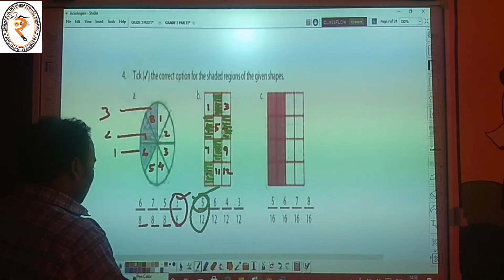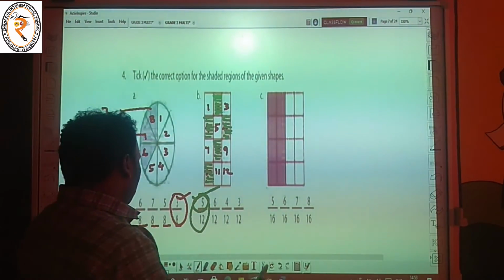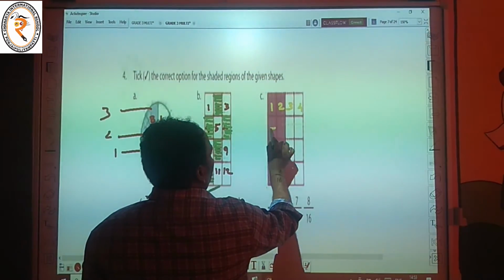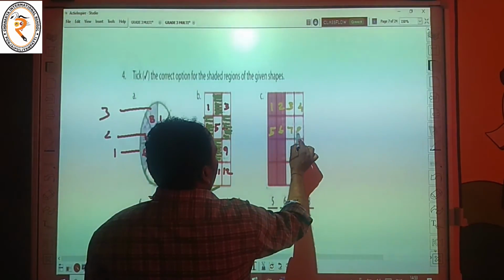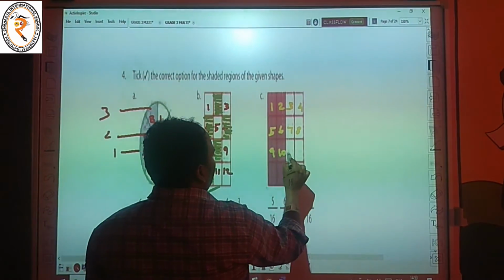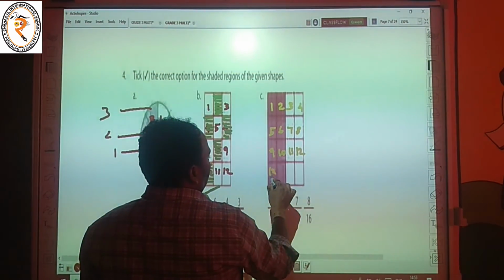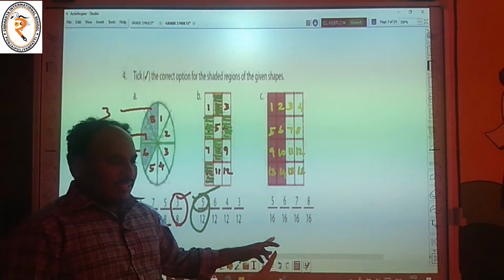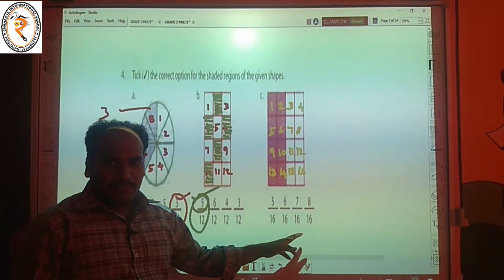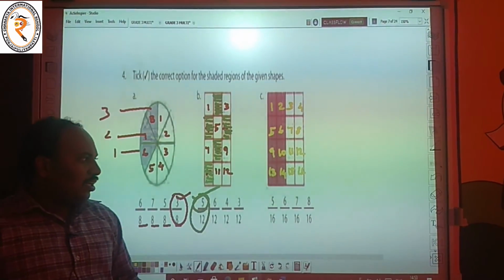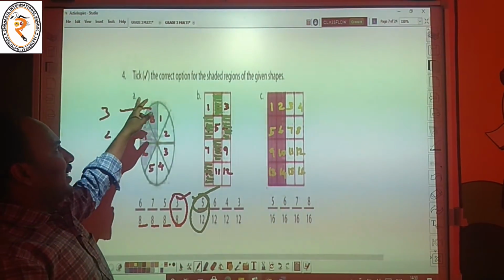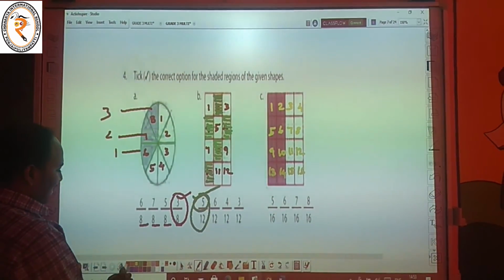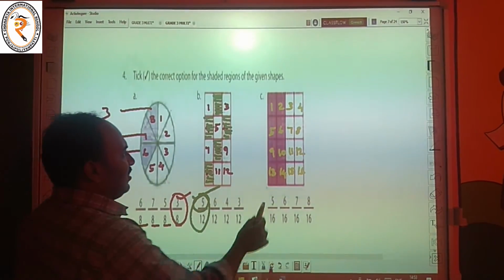Always first we take the total number of parts. 1, 2, 3, 4, 5, 6, 7, 8, 9, 10, 11, 12, 13, 14, 15 and then 16. So we have 5 by 16, 6 by 16, 7 by 16, 8 by 16. Our question is to tick the correct options for shaded regions.